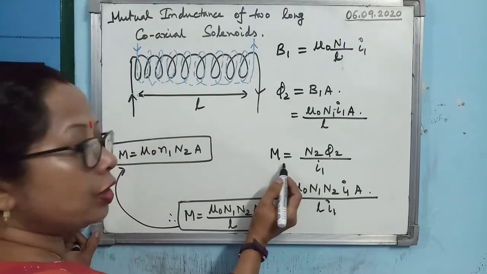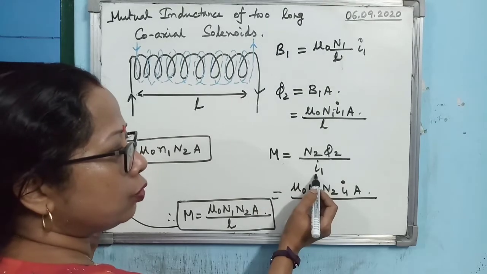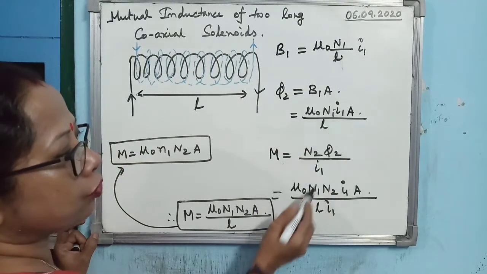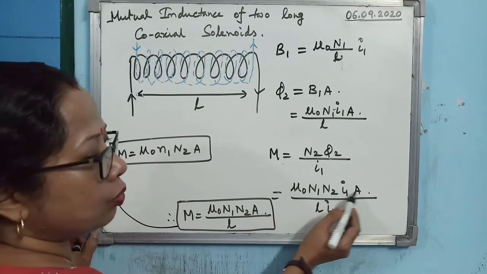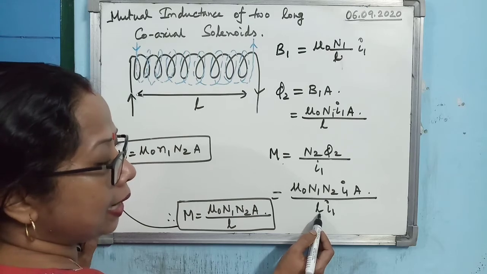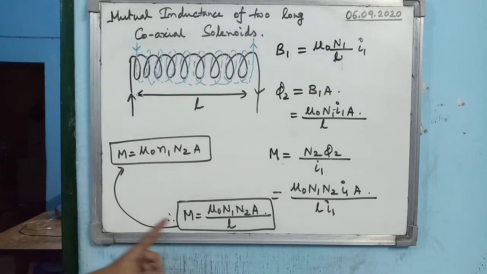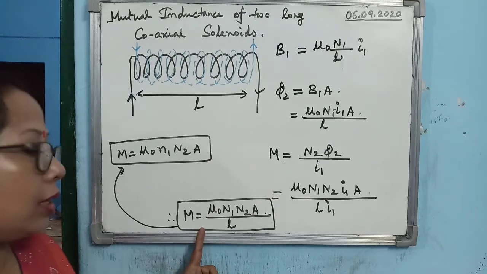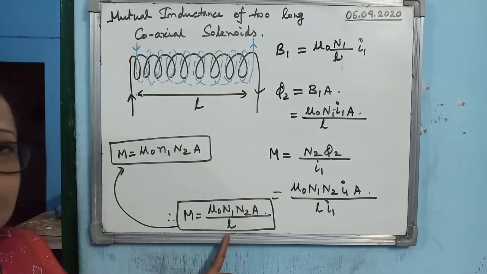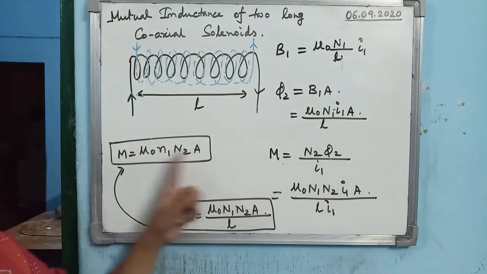So what is the coefficient of mutual induction or mutual inductance? We have already got N2 phi 2 by I1. So if you substitute phi 2, then you are getting mu 0 N1 into I1 A divided by L. And I1 is there already, so I1 gets cancelled. So what is the expression for coefficient of mutual inductance of two coaxial solenoids? mu 0 N1 into A by L. This final result is important, as well as the derivation is also important.